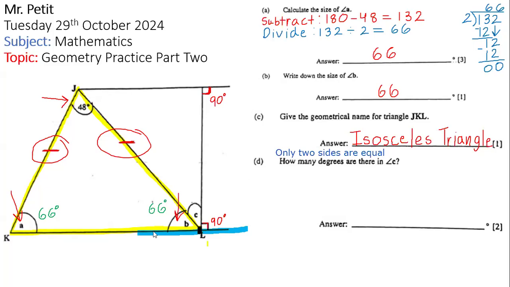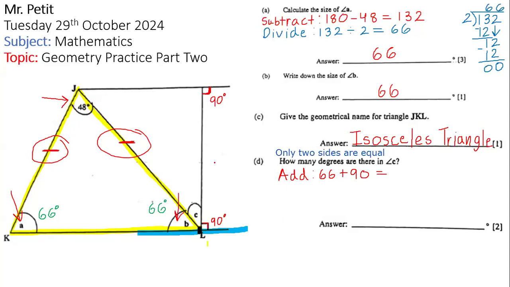Next question I ask, I need you to answer it. Angles on a straight line at a common point must add up to what? 180 degrees. So what does that mean? That means that we have to do two things. First thing, we have to add B with the 90 degrees. We have to add 66, because that's what B is, plus 90.